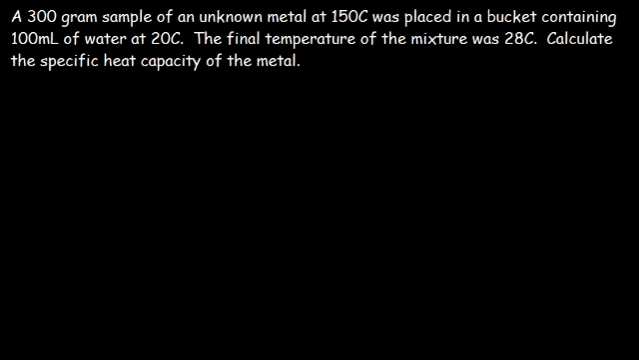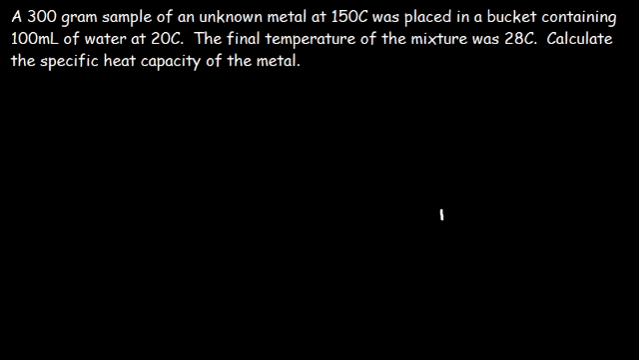A 300 gram sample of an unknown metal at 150 degrees Celsius was placed in a bucket containing 100 milliliters of water at 20 degrees Celsius. Now the final temperature of the mixture was 28 Celsius. Calculate the specific heat capacity of the metal.